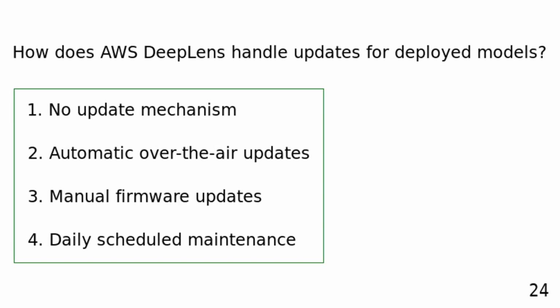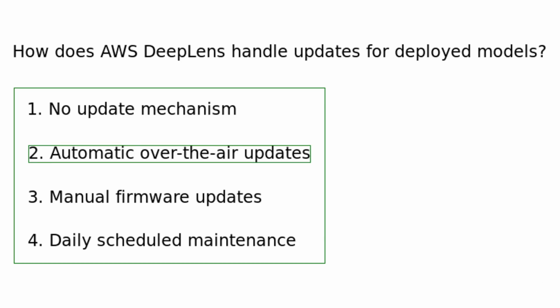How does AWS DeepLens handle updates for deployed models? No update mechanism. Automatic over-the-air updates. Manual firmware updates. Daily scheduled maintenance. AWS DeepLens supports automatic over-the-air updates, allowing models to be updated remotely and seamlessly.